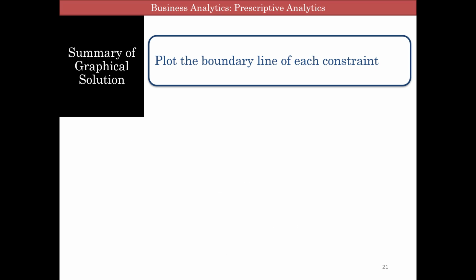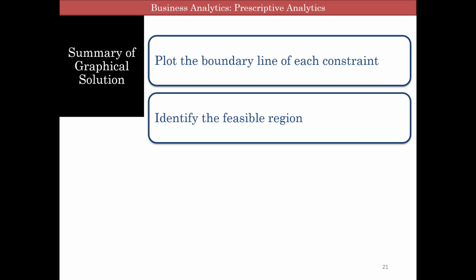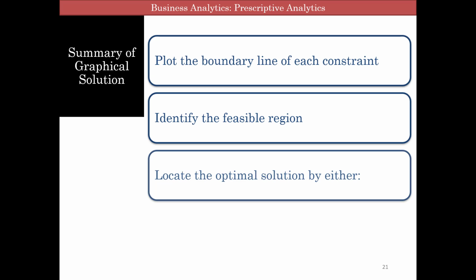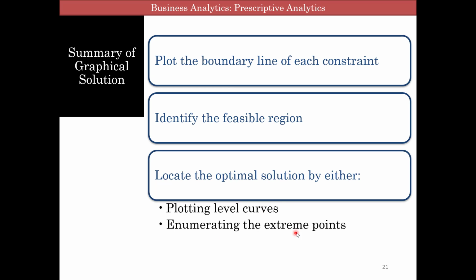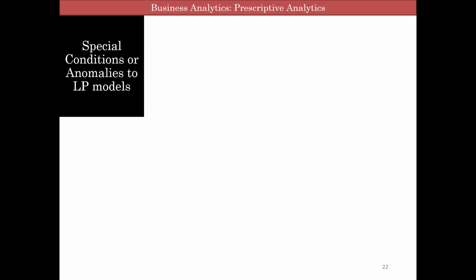So, summary of the graphical solution, and like I said, you don't have to do a graphical solution. This is just to show you what's happening when Excel does it. Once we get to 3 or 4 variables, you cannot do a graphical solution because you can't put a 3-dimensional or 4-dimensional problem in the chart. Second, you plot the boundary line, you identify the feasible region, and locate the optimal solution by plotting the curves or enumerating the extreme points. Okay.